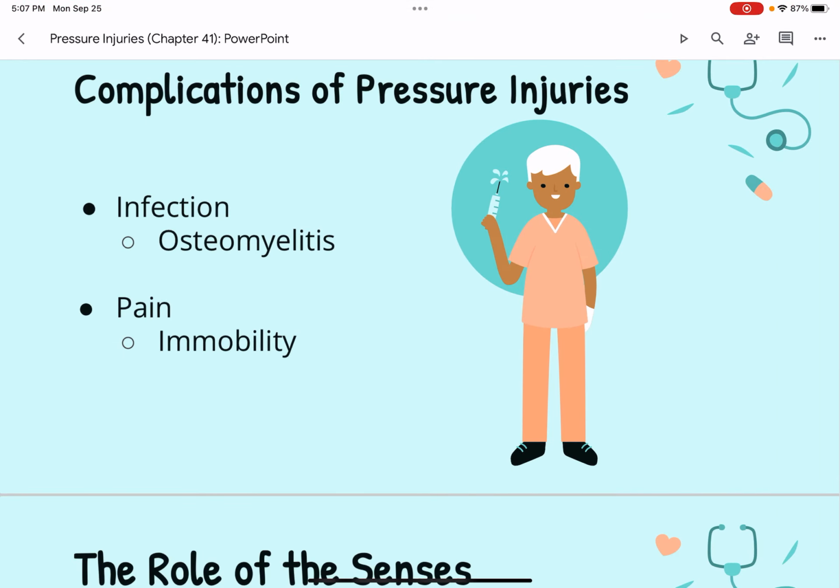Some complications of pressure injuries include infection and pain. According to CMS, all stage 2, 3, and 4 pressure injuries are colonized, which means that they have the presence of bacteria on the wound. Osteomyelitis is inflammation of the bone and bone marrow. Pain is severe. Treatment involves antibiotics.